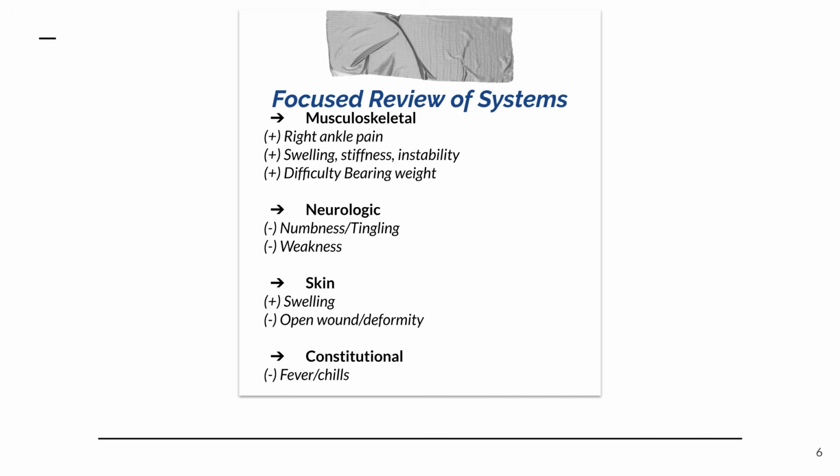For the focused review of systems, I would prioritize the musculoskeletal, neurologic, skin, and constitutional systems. Within the musculoskeletal system, I would ask about pain location and severity, swelling, stiffness, ability to bear weight, instability, decreased movement, and pain in adjacent joints. Our patient reports right ankle pain rated 7 out of 10, swelling, stiffness, instability, and difficulty bearing weight. He denies knee or foot pain. These findings help localize the injury to the ankle.